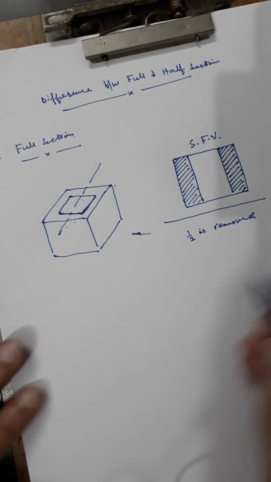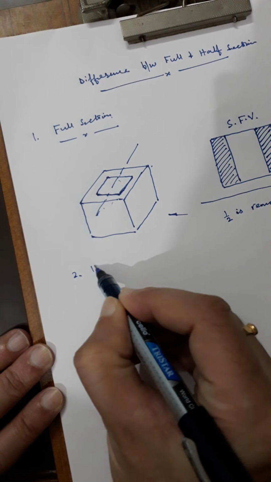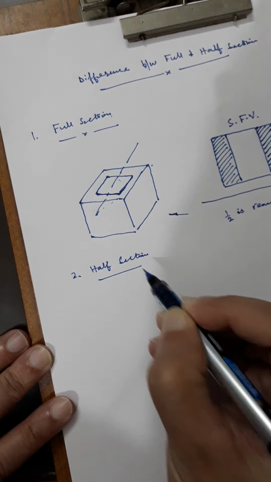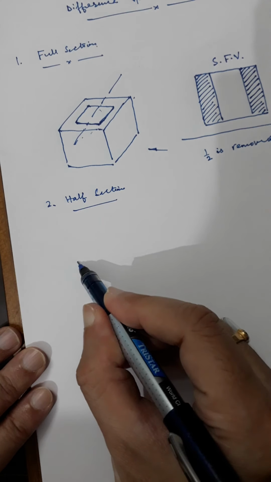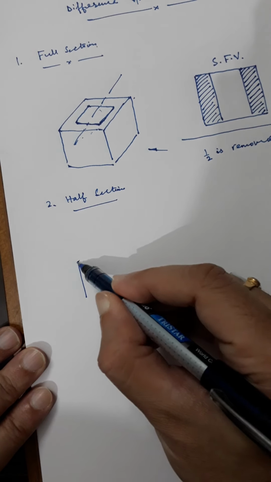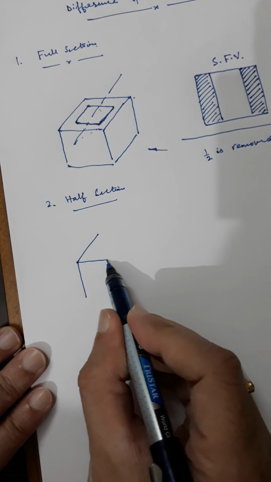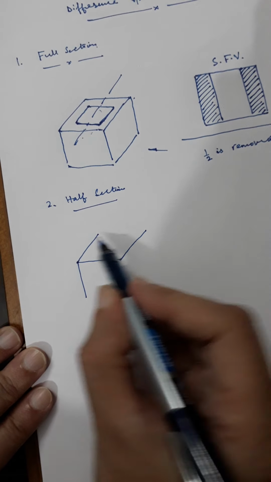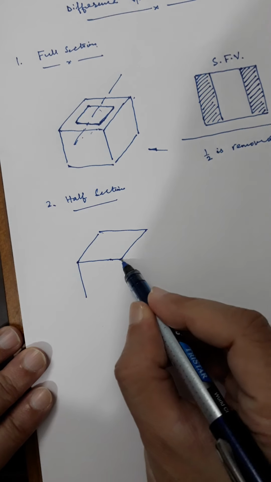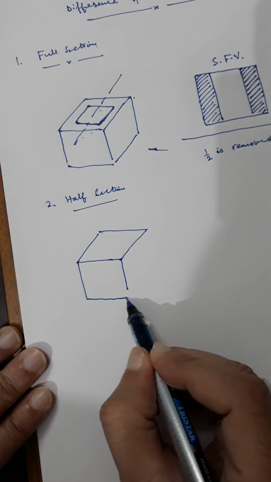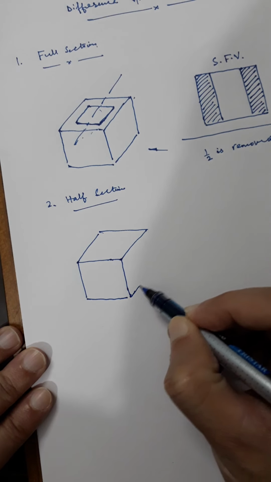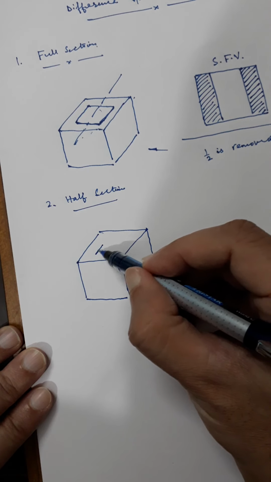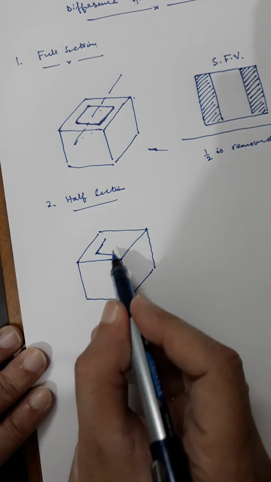Now the second case, that is the half section. In that case, what will happen? Again the same component. Here you can see I will be doing it when the cutting plane is such that it removes only 1/4 of the portion. Just like you can see here, this is the same component, with some thickness, and it is hollow inside.